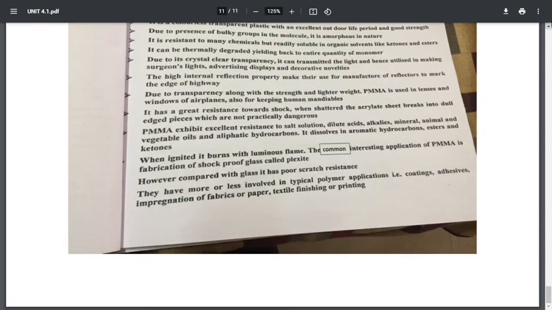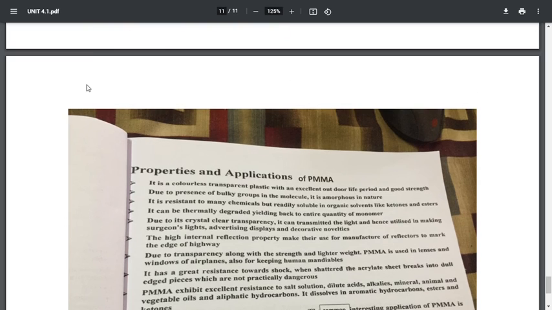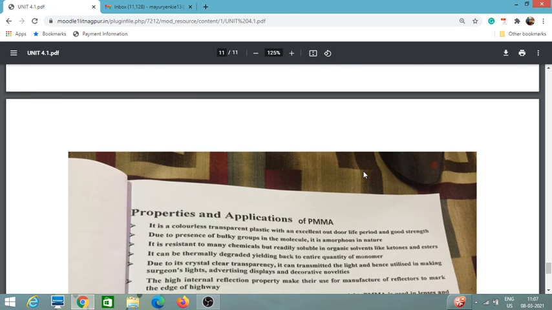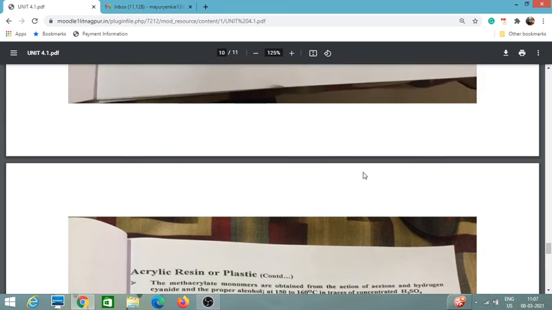So this is all regarding unit number 4.1. The next part we'll see later. I hope you understand this much. That reaction is very important for the production of PMMA. Practice this reaction.